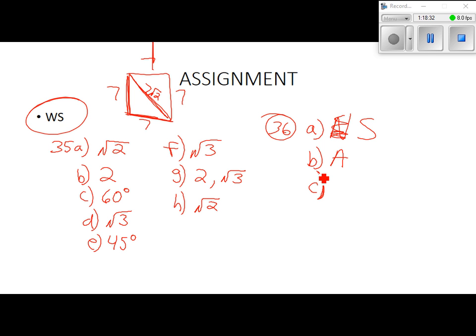C, the lengths of all 3 sides of a 30-60-90 triangle are positive integers. Always? Sometimes, never. They're always positive, but all 3 of them aren't integers because they're always going to have that decimal or square root in it.